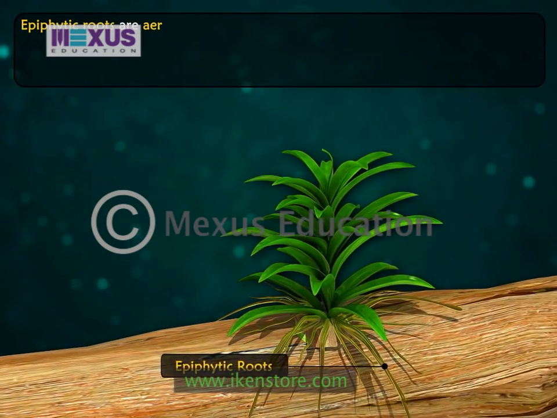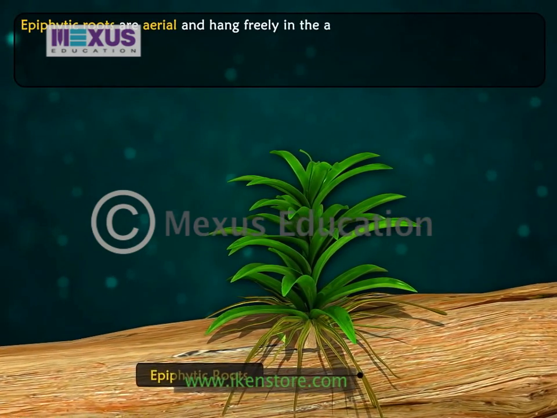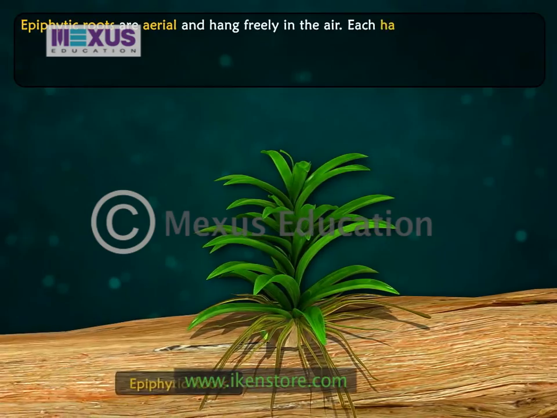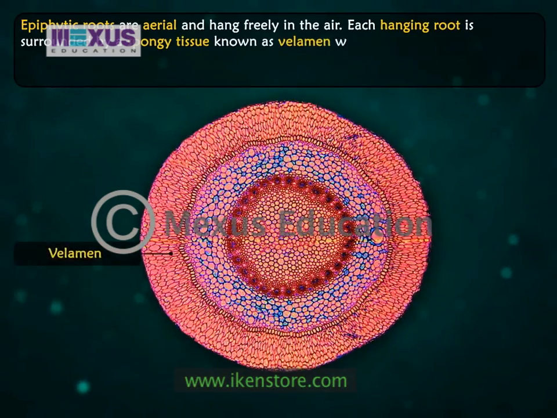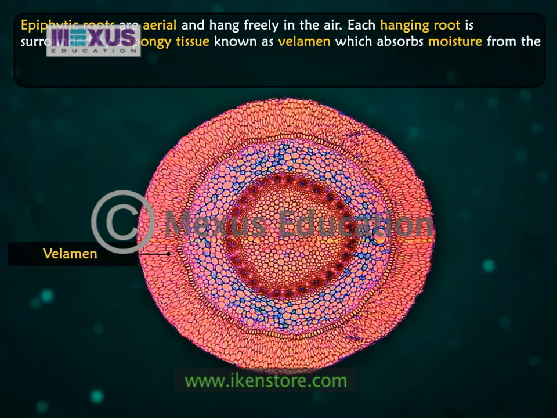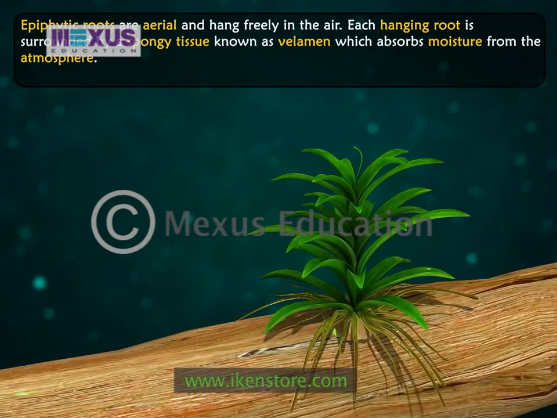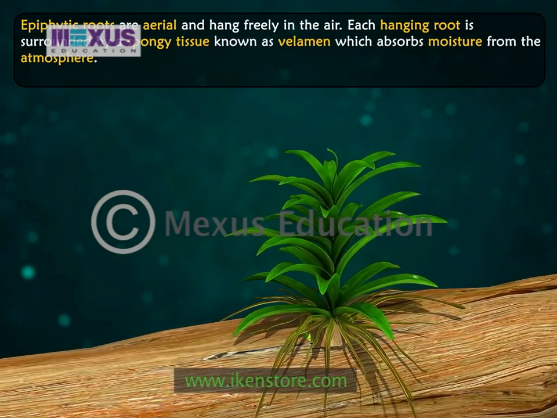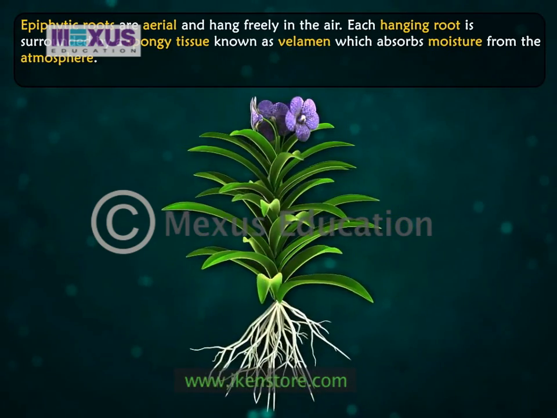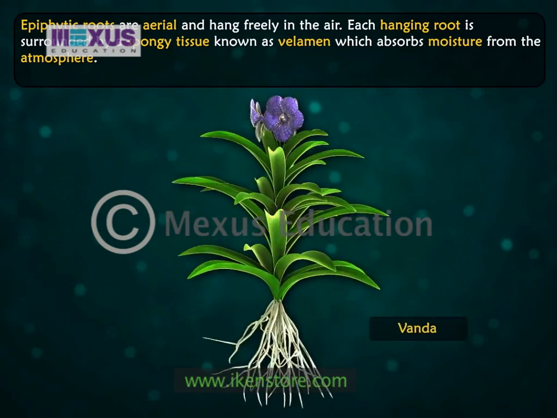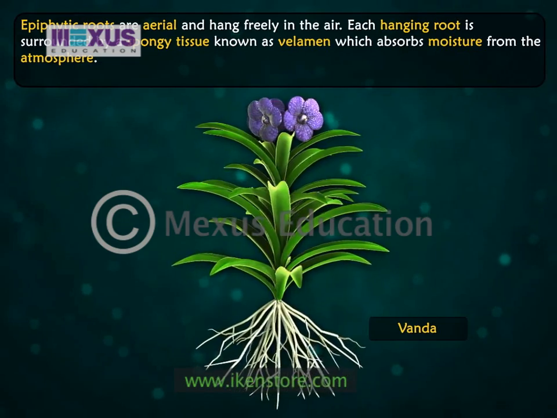Epiphytic roots are aerial and hang freely in the air. Each hanging root is surrounded by a spongy tissue known as velamen, which absorbs moisture from the atmosphere. Such roots do not absorb any food from the supporting plant. For example, in the case of Vanda, a common orchid.